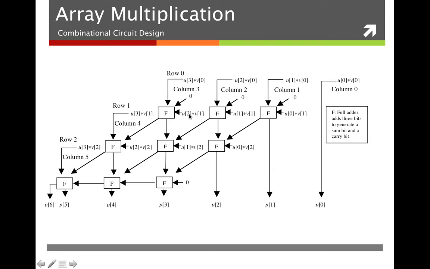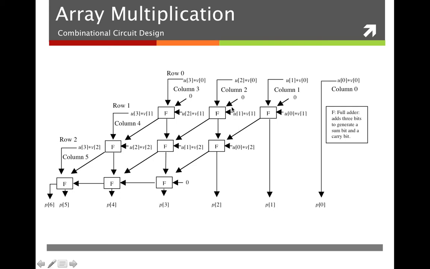Every one of these numbers, like U3 V0, U2 V1, the indices add up to 3. Here they add up to 4. And here they add up to 5. Now, because U itself is a 4-bit number, and V itself is a 4-bit number, we don't get U3 and V3 beyond this point. That's where everything ends right here. So these are full adders. As you can see, they have their carries coming in.